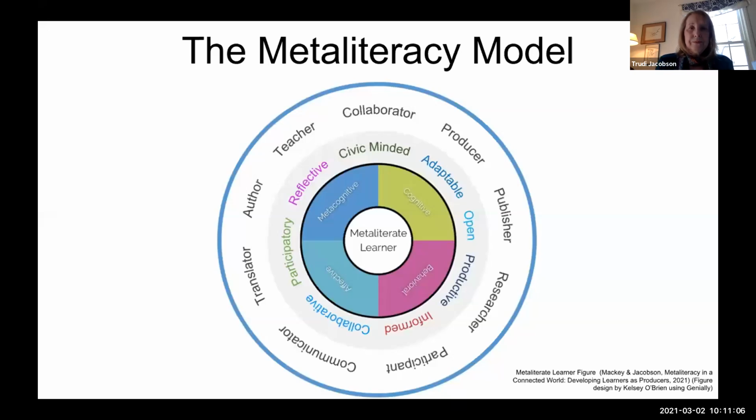So here's an integrated model of the meta-literacy framework with the meta-literate learner at the center. You'll see that the next ring out includes learning domains: the cognitive, behavioral, affective, and metacognitive. I will come back to those. The next ring out is the characteristics, which I'm not going to be talking about today. And then the outer ring are the roles that learners take on.